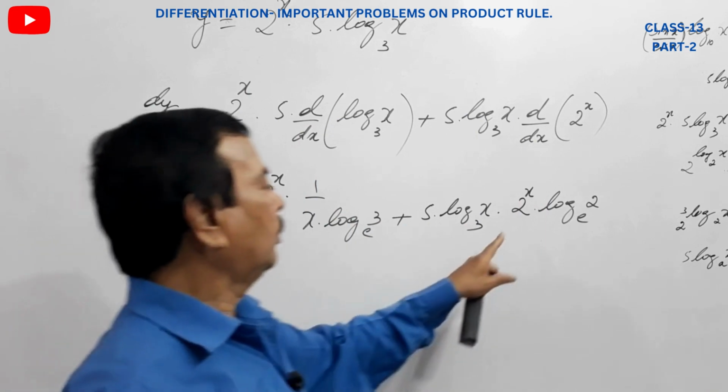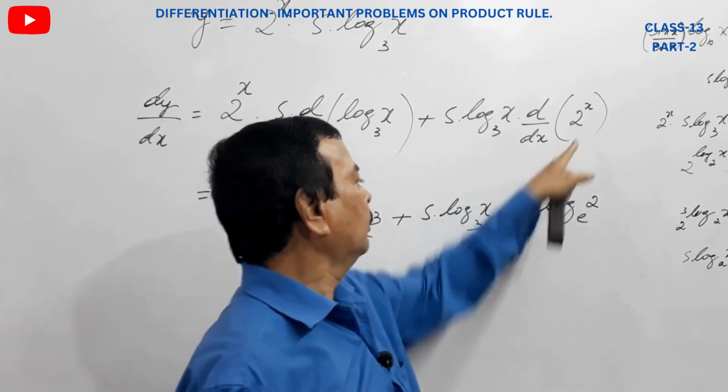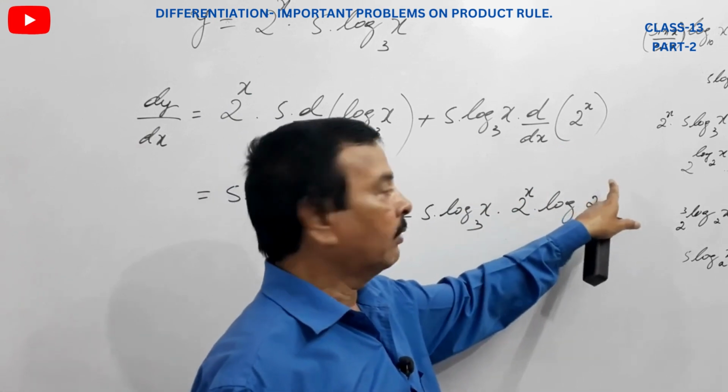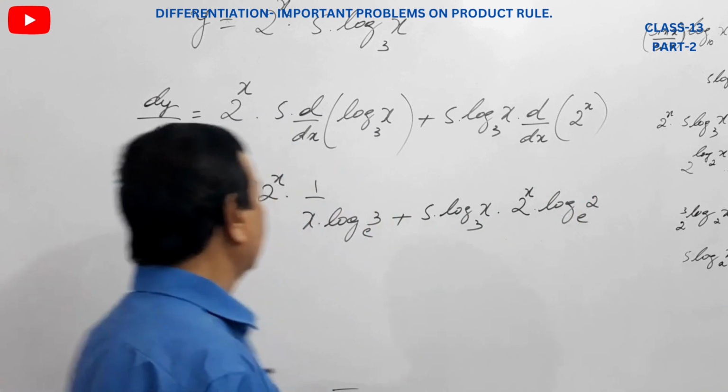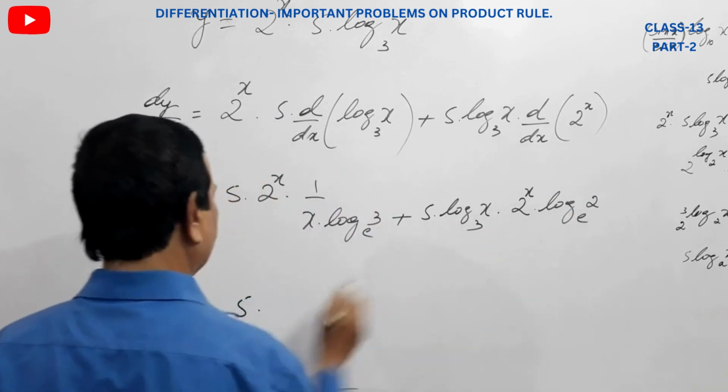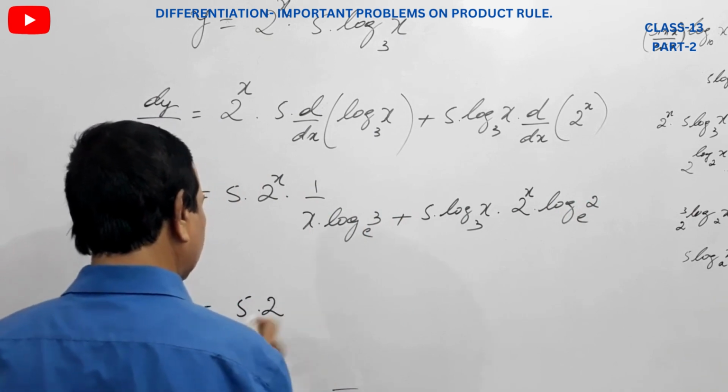So the derivative of 2 to the power of x is 2 to the power of x into log 2 to base e. Don't write again x here. If you write x here, your problem is gone. So 5 is common, take this 5 outside, and 2 to the power of x is also common, take it outside too.